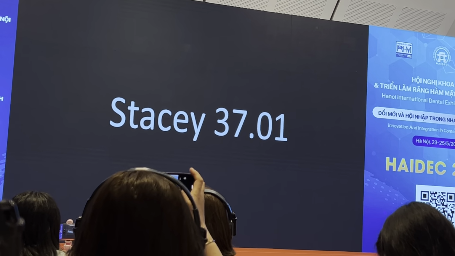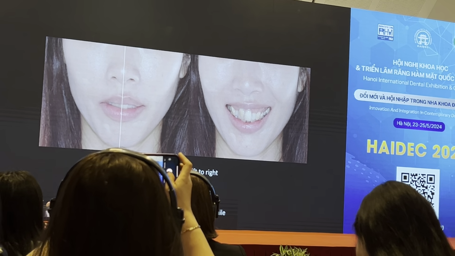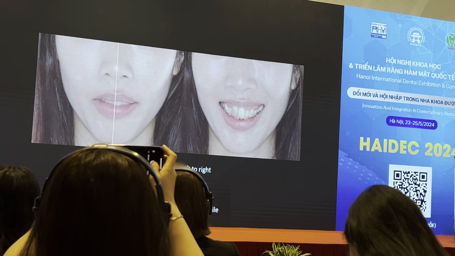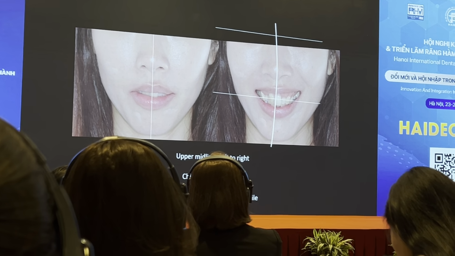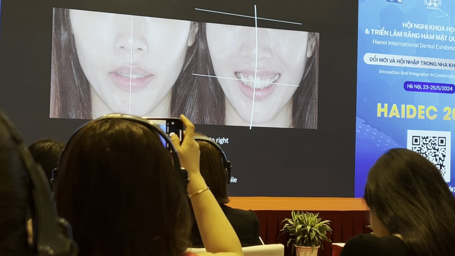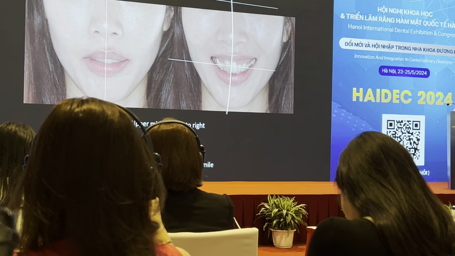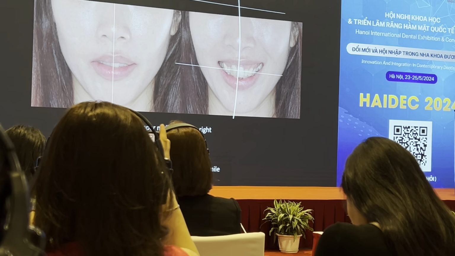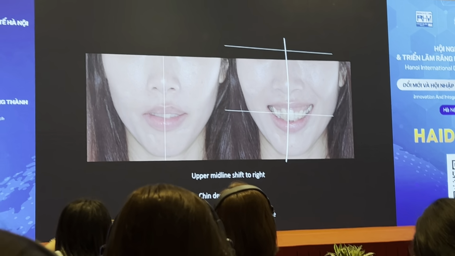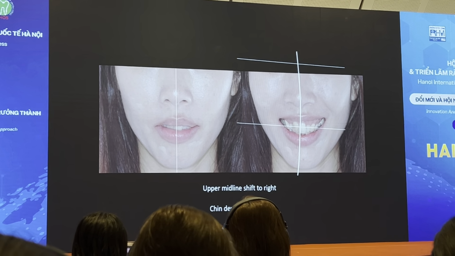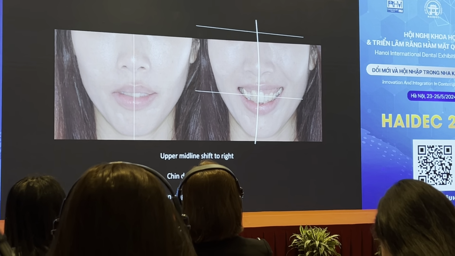The patient was 37 years old. On the frontal view, the upper midline was shifted to the right. The gingiva was asymmetrical when she smiled, with the left side showing more than the right side. This was partly due to the facial asymmetry, with the chin deviated to the right, and partly due to her upper lip elevator muscles, which were more active on the left side when she smiled.